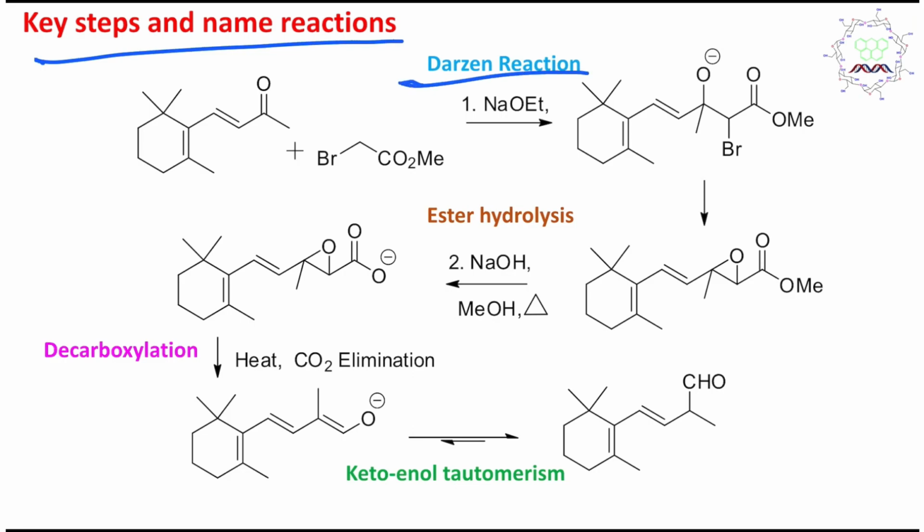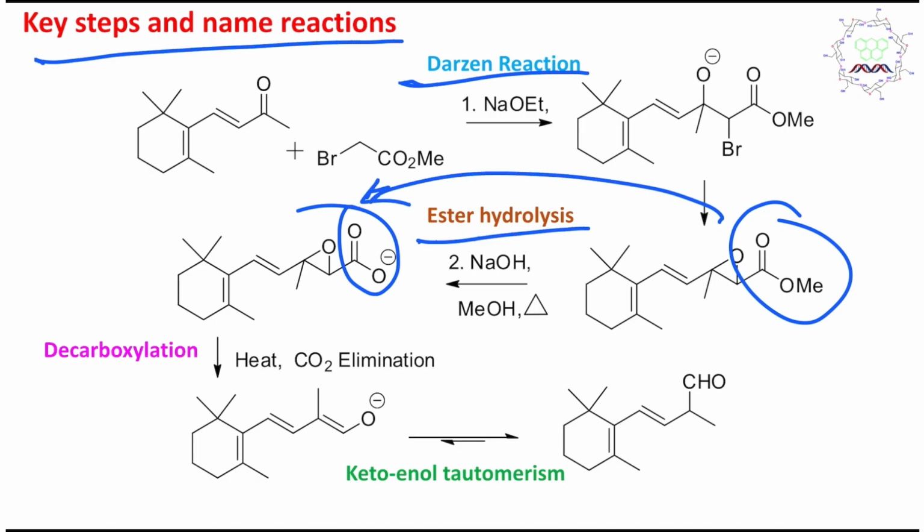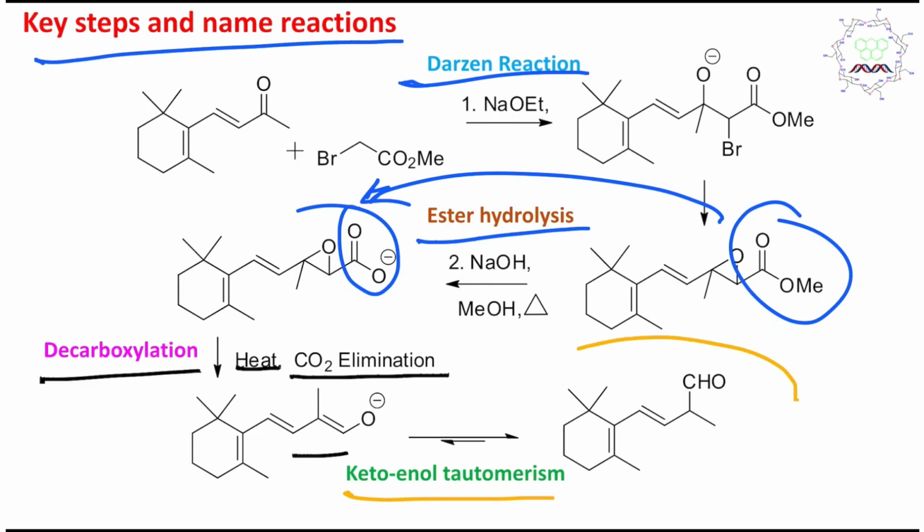First is Darzens reaction or Darzens glycidic ester condensation. I've already discussed this thing. Second thing is ester hydrolysis, and next step is heating, decarboxylation, and epoxide opening, meaning decarboxylation and epoxide opening will happen simultaneously. It will produce this enolate derivative, and the last step is keto-enol tautomerism to produce this.